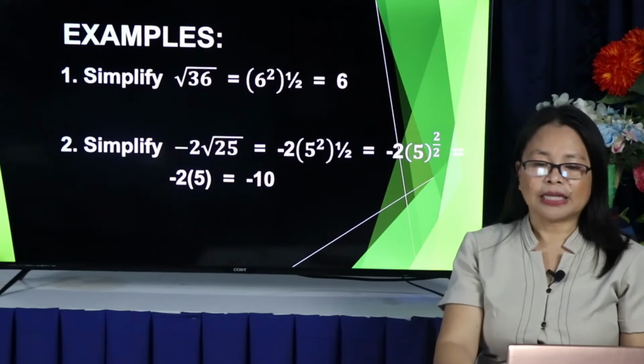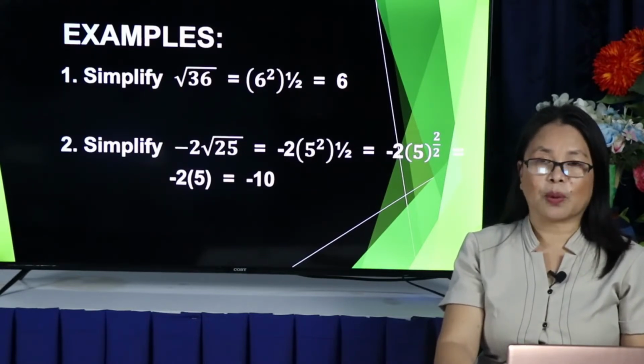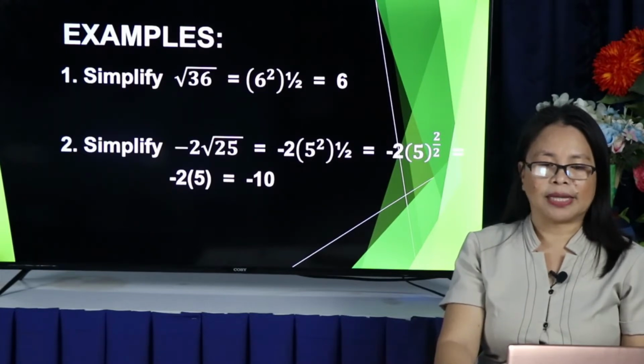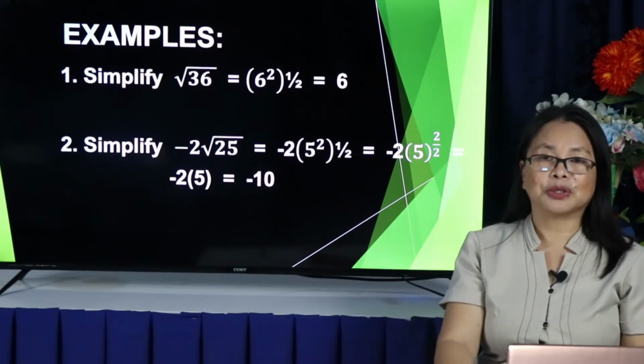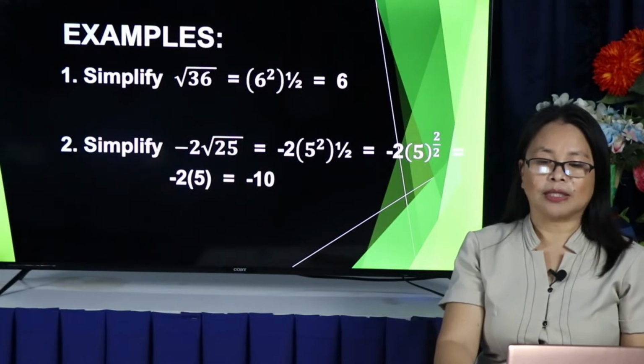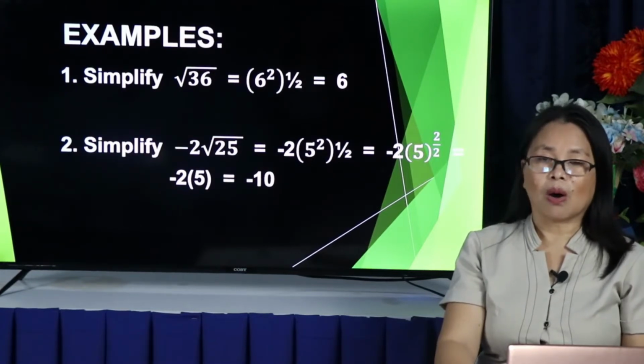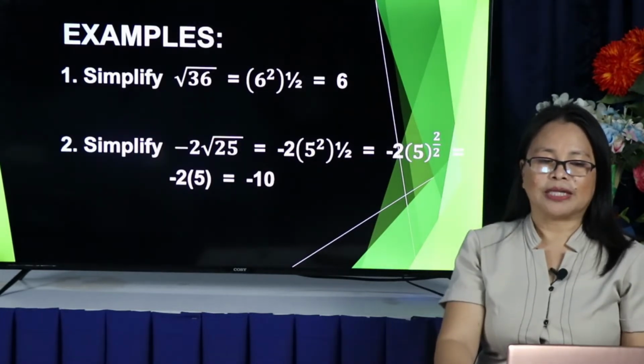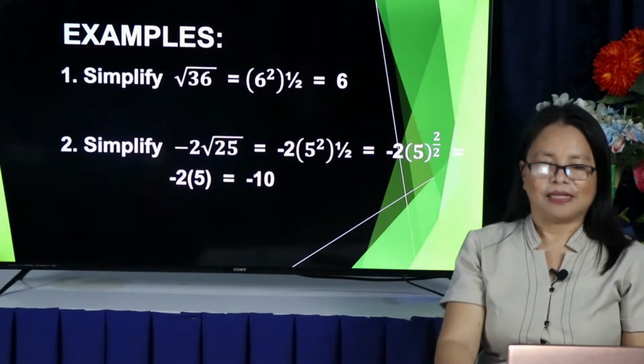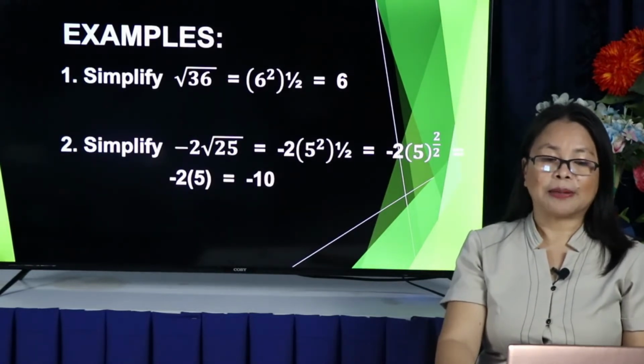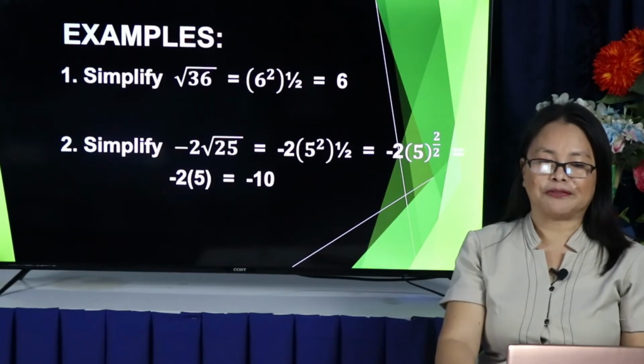Number 2. Simplify. Negative 2 times the square root of 25. The rational exponent is negative 2 quantity 5 squared raised to the power of 1/2 is equal to negative 2 quantity 5 to the power of 2 over 2, which is equal to negative 2 quantity 5 is equal to negative 2 times 5, which is equal to negative 10. So therefore, the simplified form of negative 2 times square root of 25 is equal to negative 10.